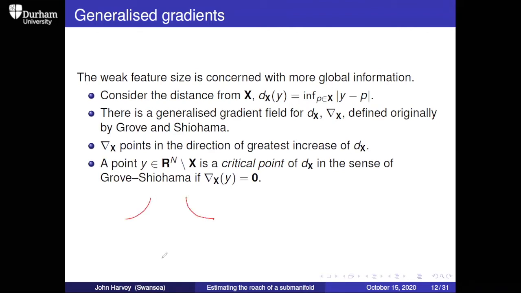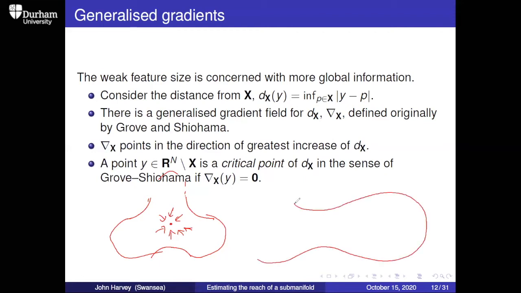Here's one like this, right? So suppose these are 3 parts of the submanifold. They'll join together, giving you a kind of a fidget spinner shape, as my 8-year-old says. And if you look at the central point here, this point is a local maximum in terms of distance from the submanifold. The gradient field, nabla x, basically looks like this.